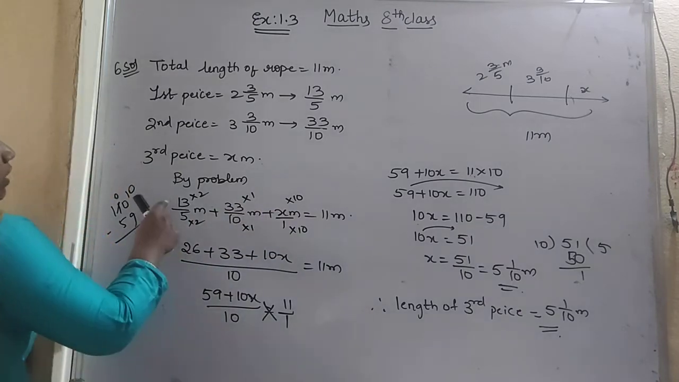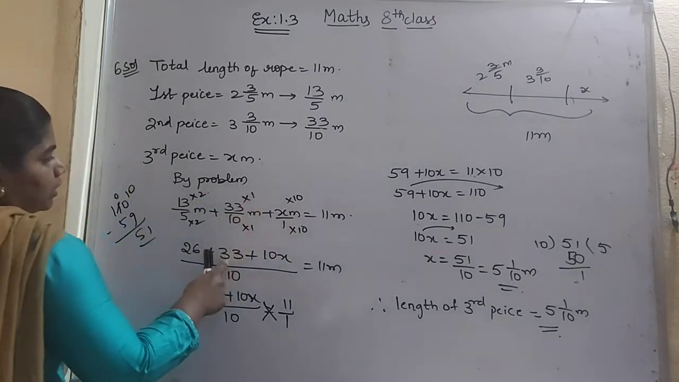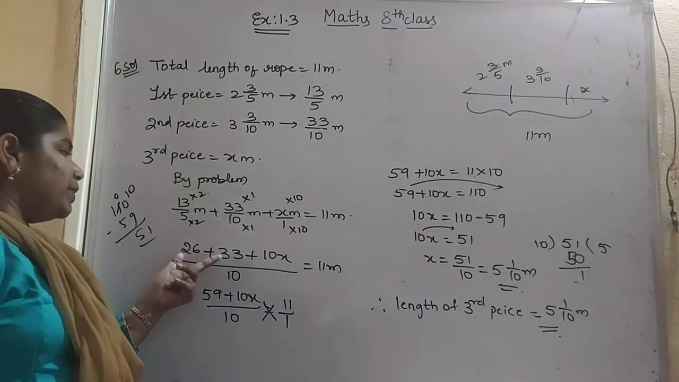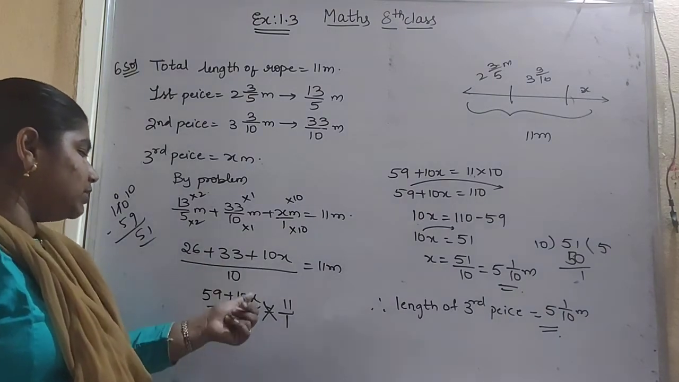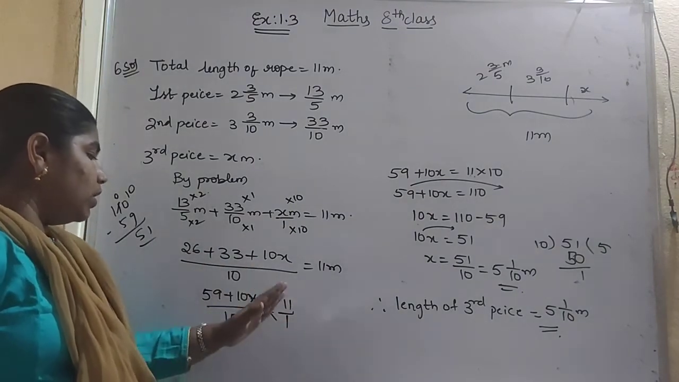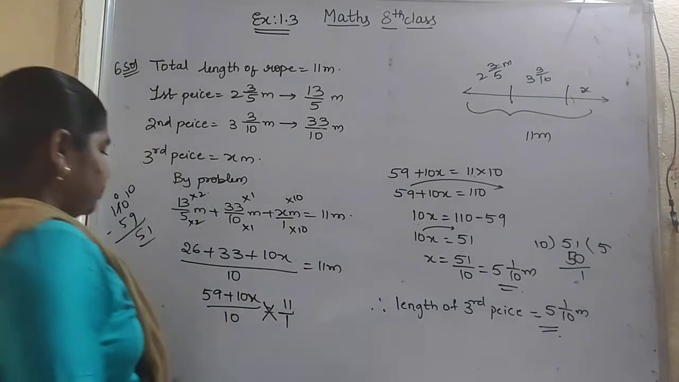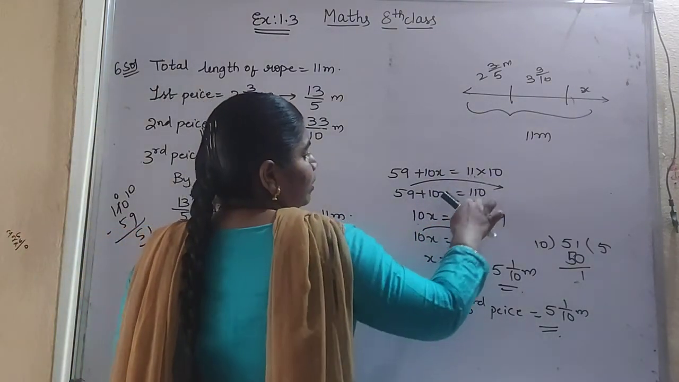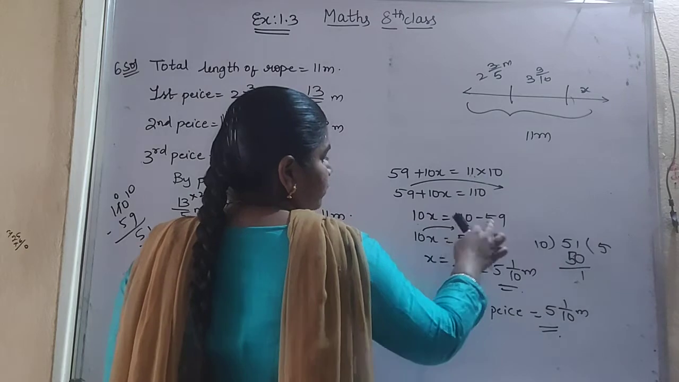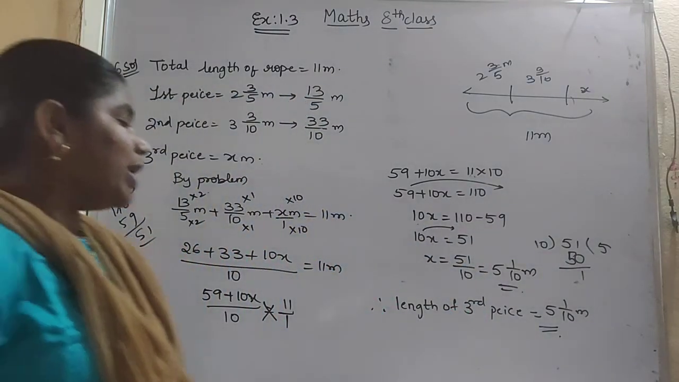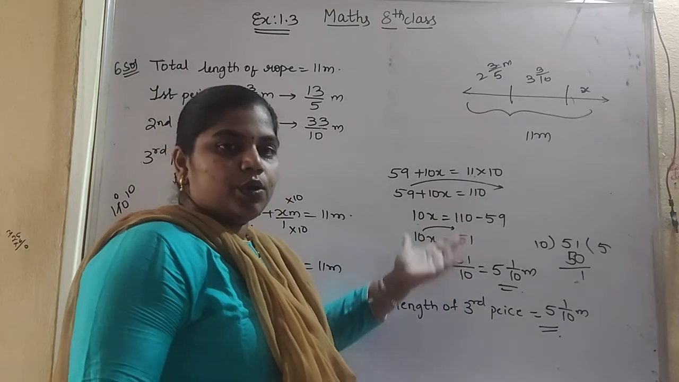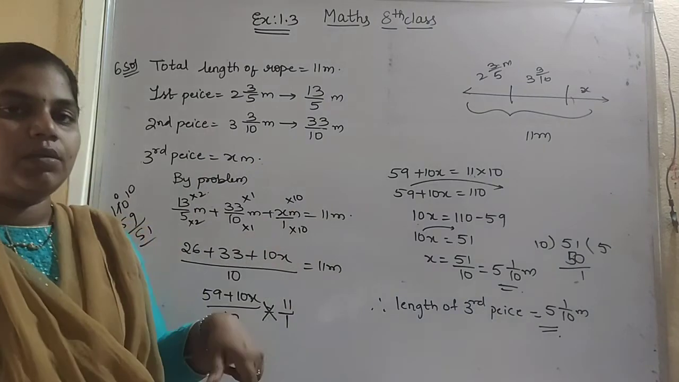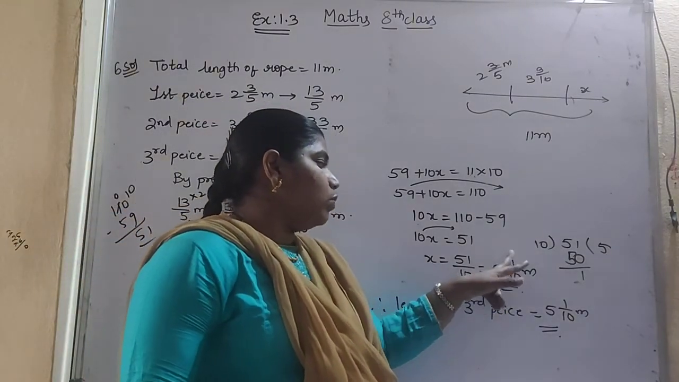Okay, multiply the values. 13 into 2 is 26. 33 into 1 is 33. 10 into x will be 10x is equals to 11 meters. Add these two. 26 plus 33 will be 59 plus 10x by 10 is equals to 11. Now cross multiply the values. 59 plus 10x will be equals to 11 into 10. 11 into 10 will be 110. Transpose 59 to other side. If you subtract that, you will get it as 51. Now transpose 10 to other side. So that will convert it to division, 51 by 10. We are converting this 51 by 10 in the form of mixed fraction. That will be equals to 5 1 by 10 meters.